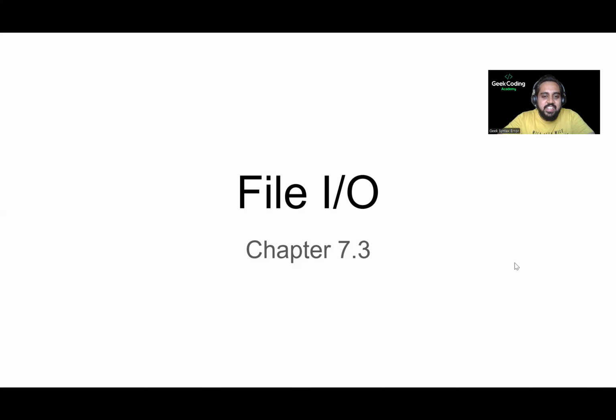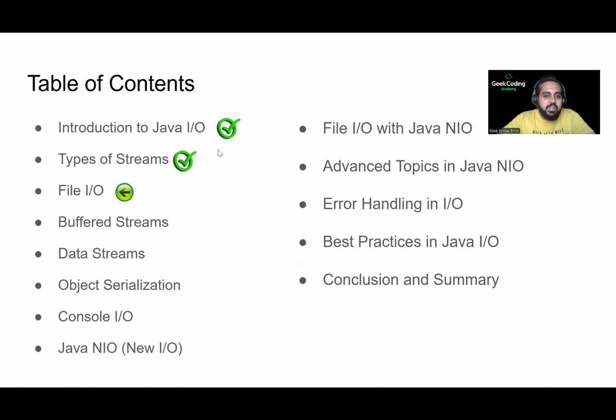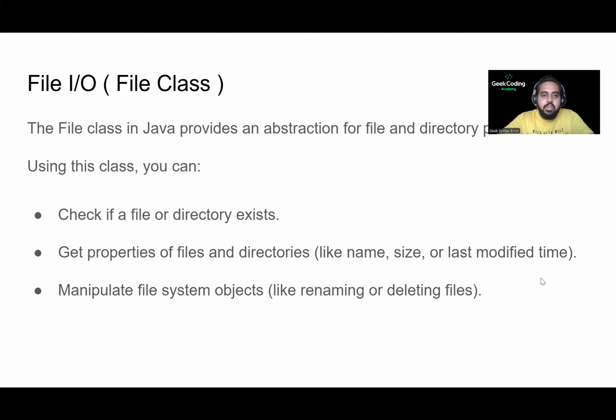So let's get started. In our previous video, we talked about an introduction to Java IO and also types of streams. In this video, we'll see particularly file related IO operations. So what do you mean by file IO? It means input and output operations performed on files, like folders, files, etc.